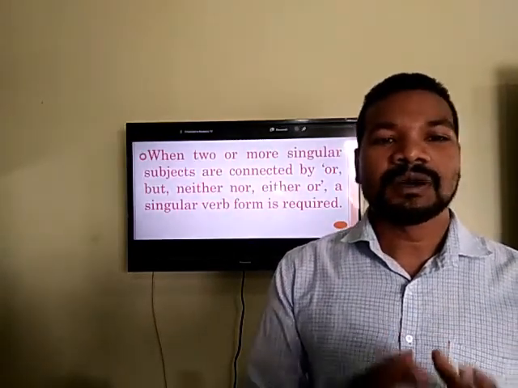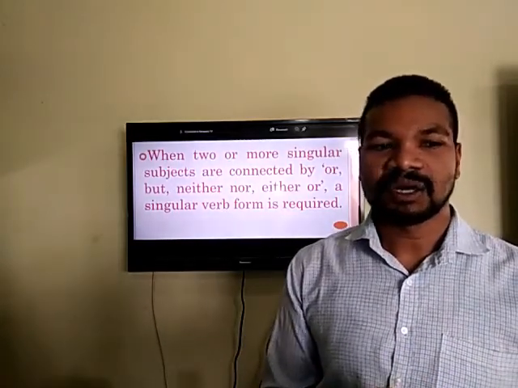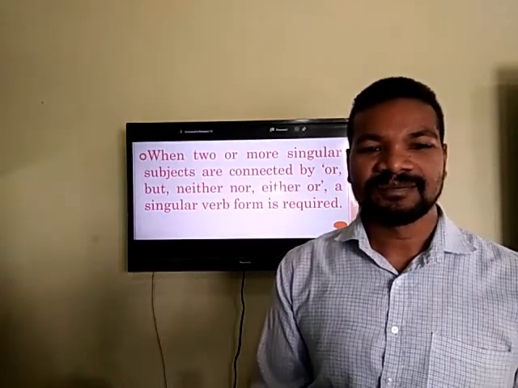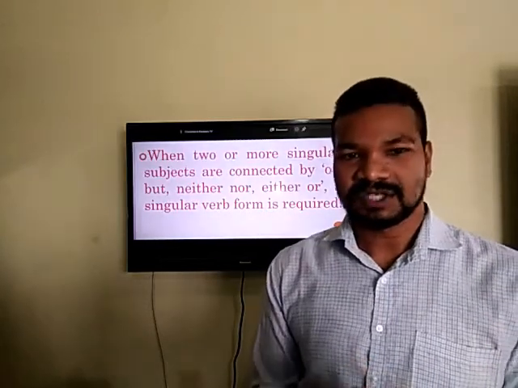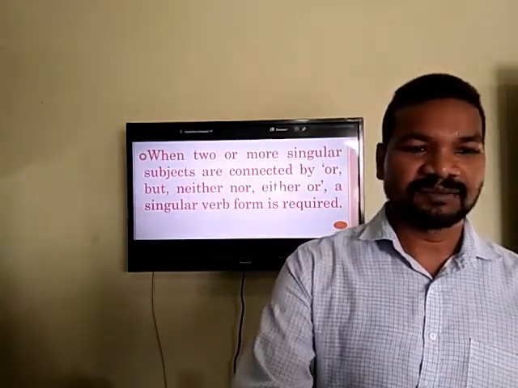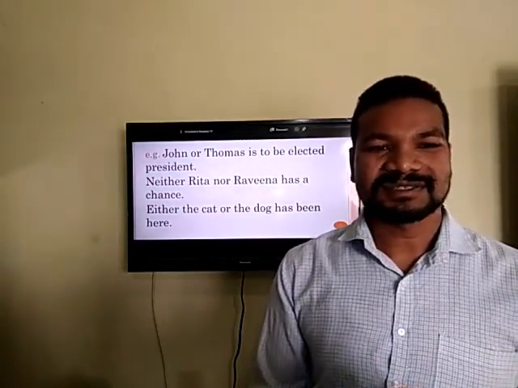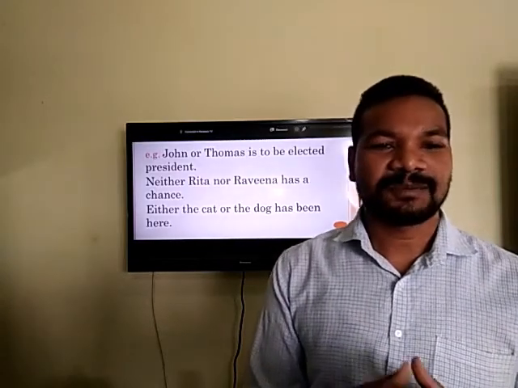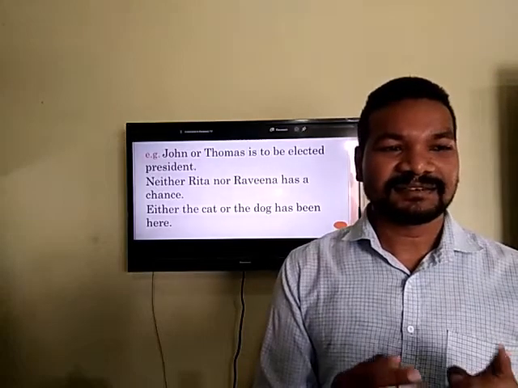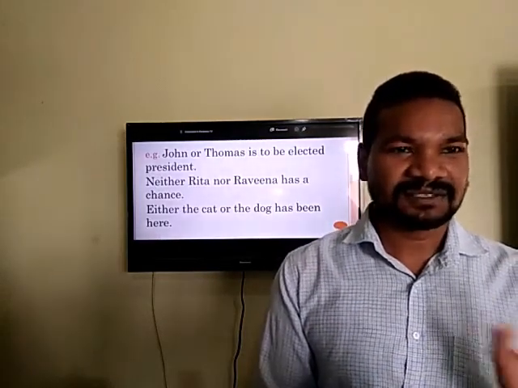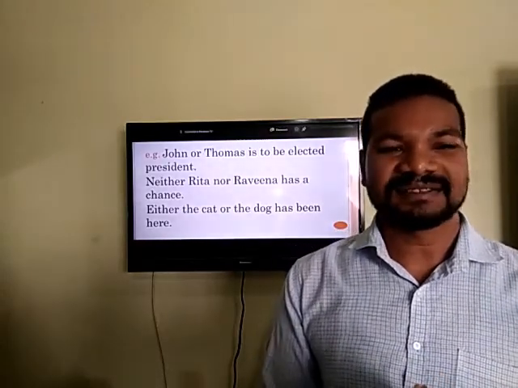When two or more singular subjects are connected by or, nor, neither nor, either or, a singular verb form is required. Let's see the example. John or Thomas is to be elected president. Here either John or Thomas, therefore it is referring to an individual or separate person. Therefore we have used the singular verb is.